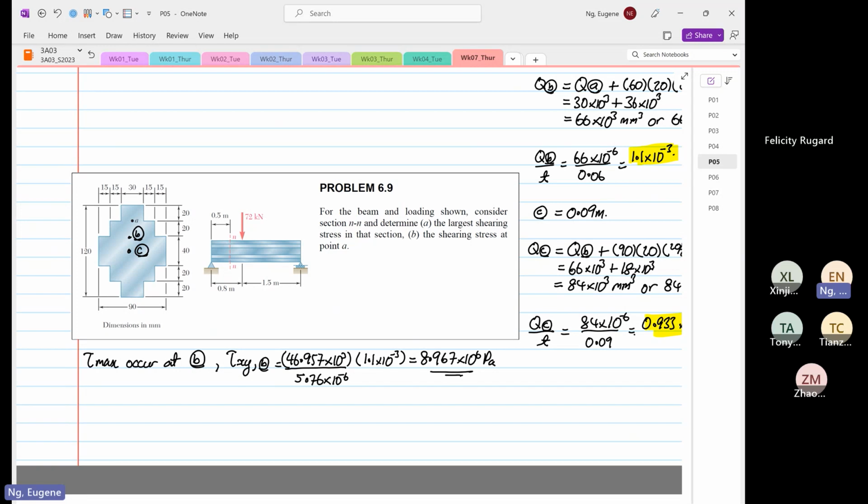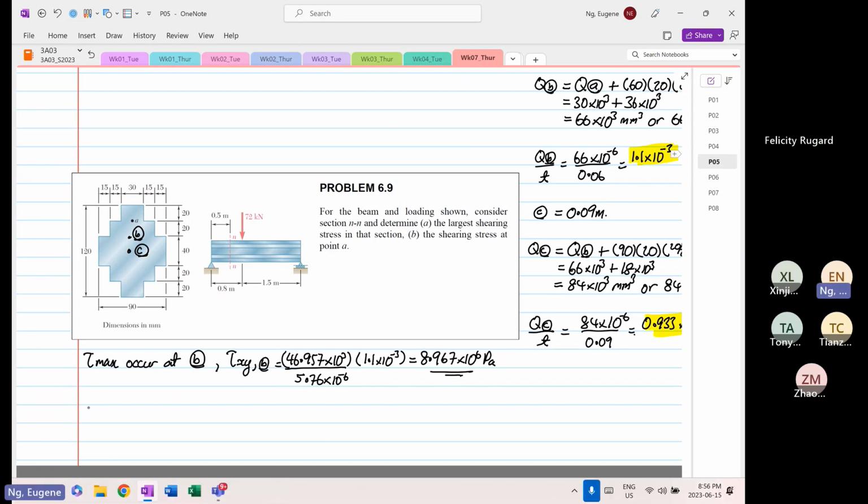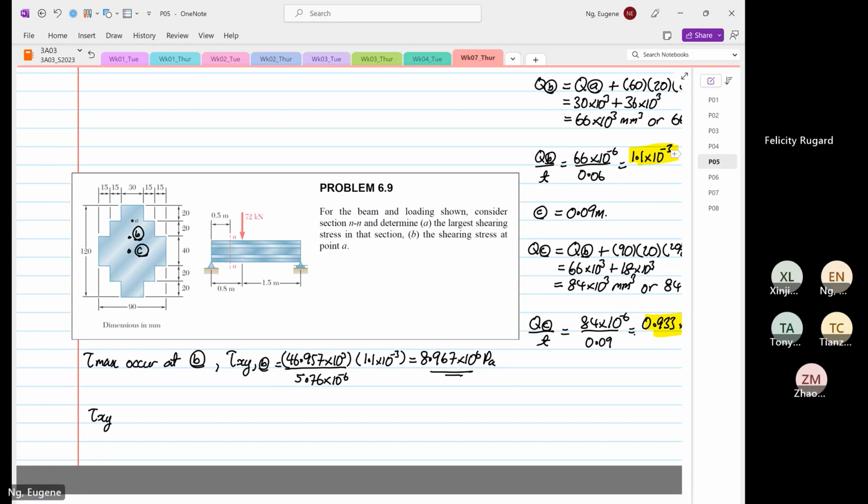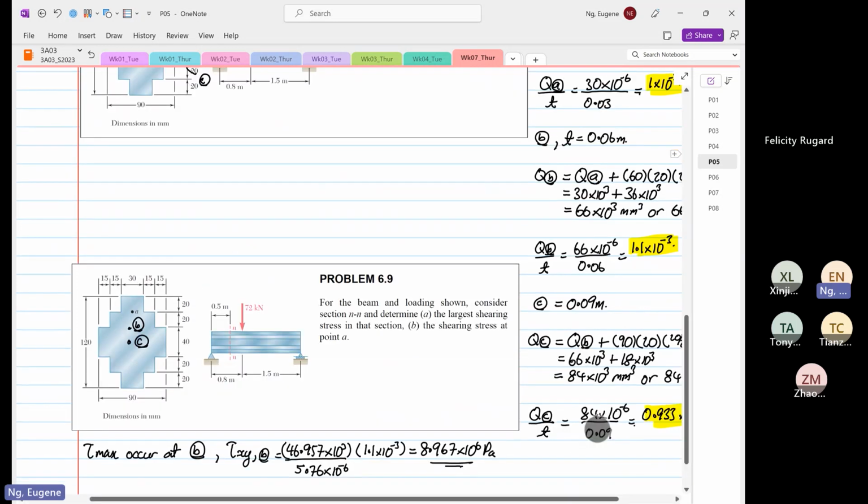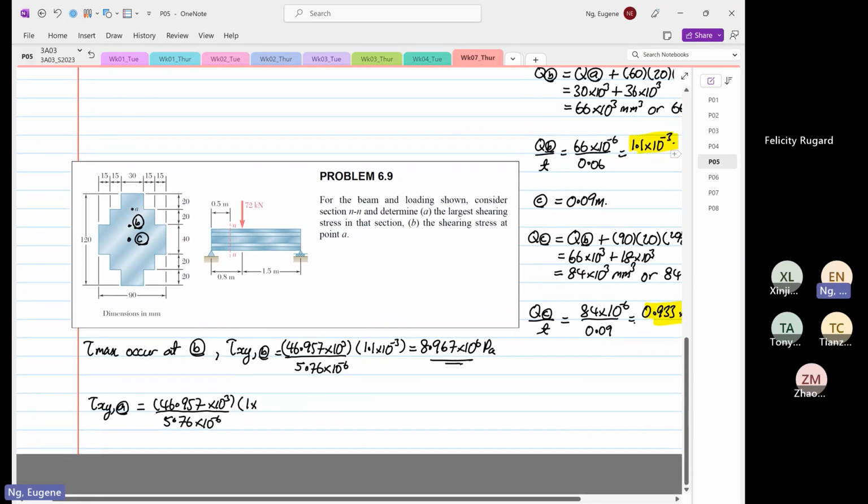And then at point A, tau at point A is equal to 46.957 times 10 to the power 3, divided by 5.76 times 10 to the power minus 6, multiplied by 1 times 10 to the power minus 3. So this will be equal to 8.152 times 10 to the power 6 Pascal.